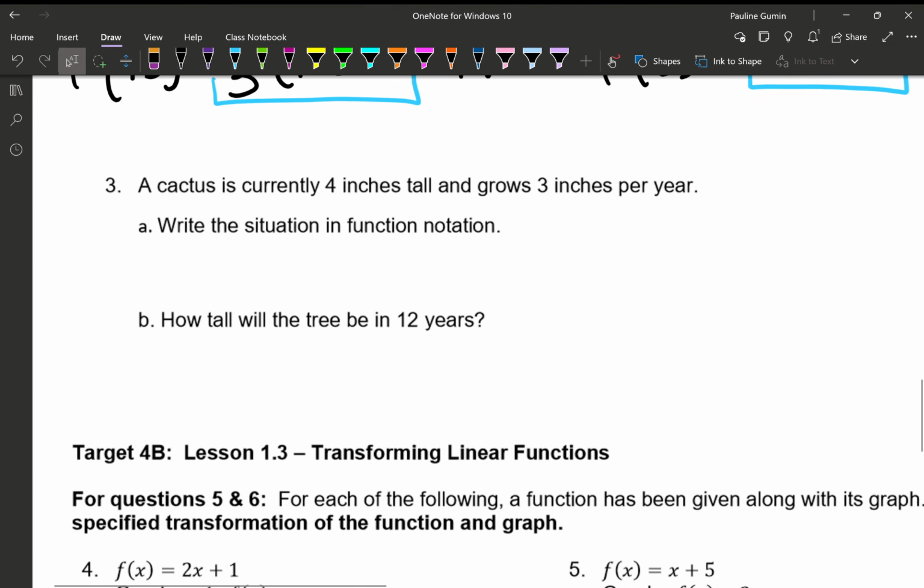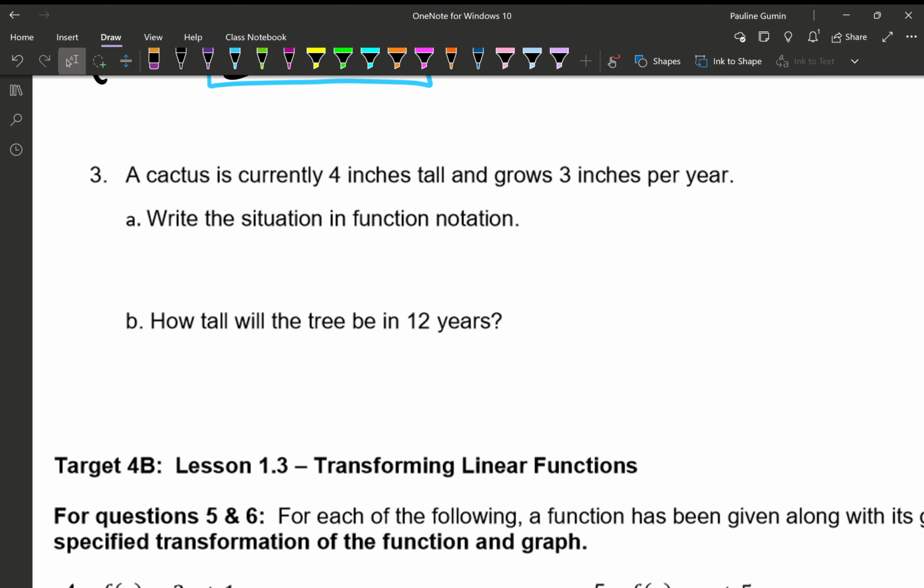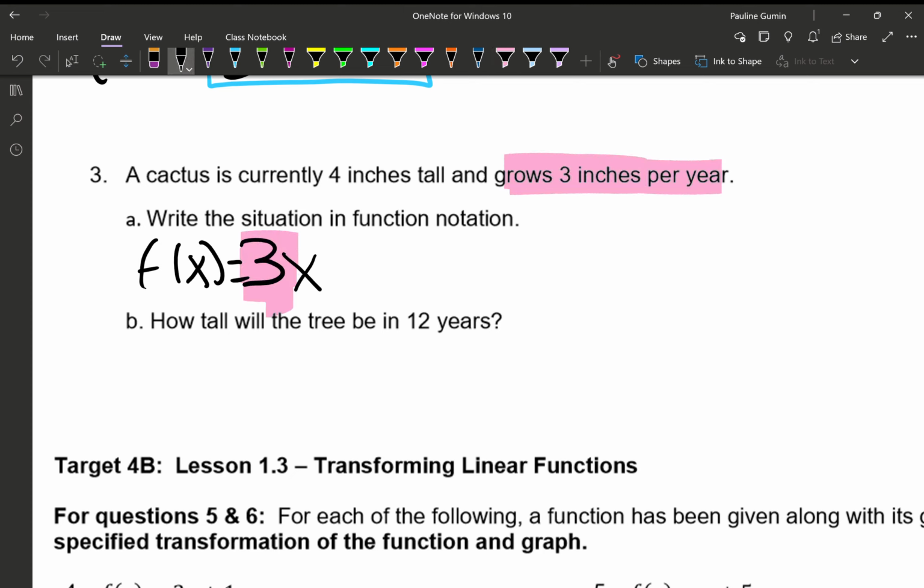Number 3. A cactus is currently 4 inches tall and grows 3 inches per year. Let's write function notation. The first thing that I want to write down is my slope. So what is changing? What's the average rate of change? Well, in this case, the cactus is growing 3 inches per year. So that's the average rate of change. The cactus starts at 4. That's your y-intercept.